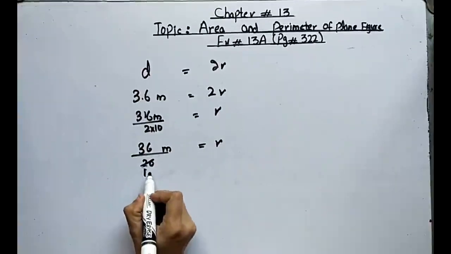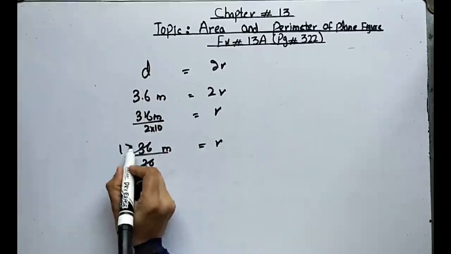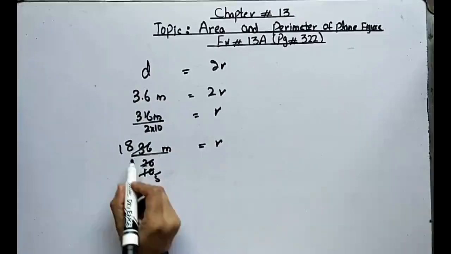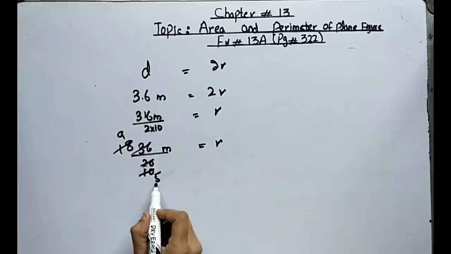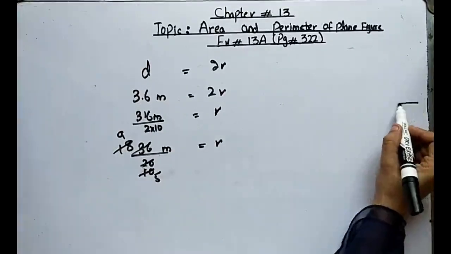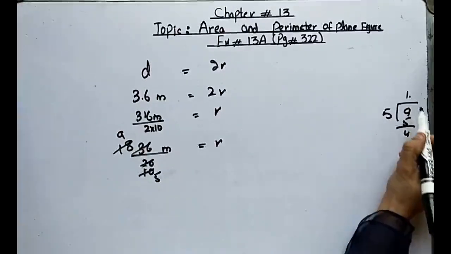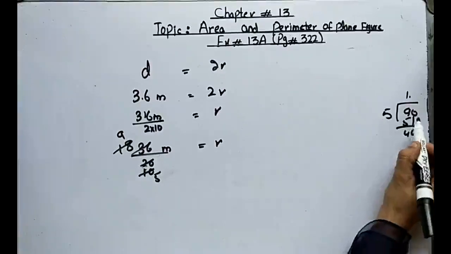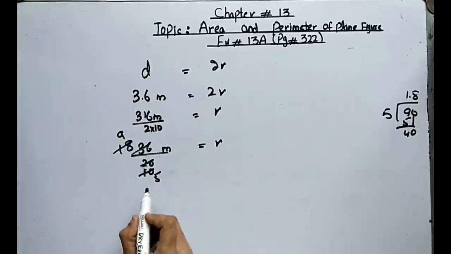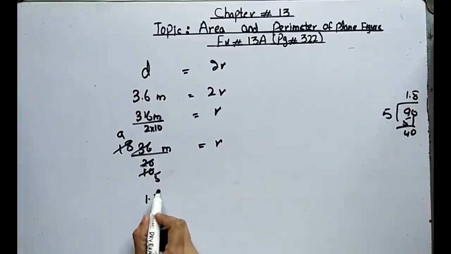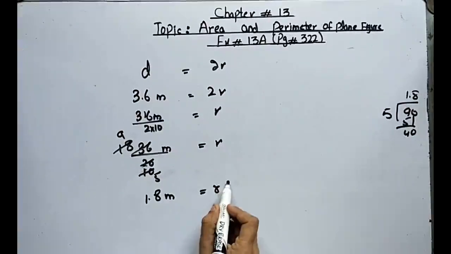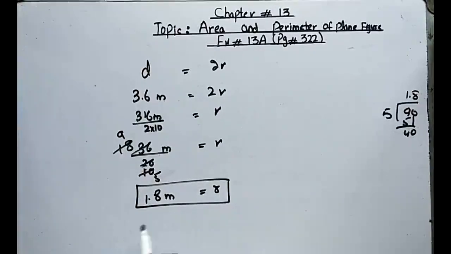So 2 ones are 2 and 0. 2 ones are 2, 2 8s are 16. 2 5s are 10, 2 9s are 18. And then 9 divided by 5. 5 ones are 5, 4. Put the point, write down 0, 0. 5 8s are 40. So it means 1.8 meter. R is equal to 1.8 meter. So radius is equal to 1.8.